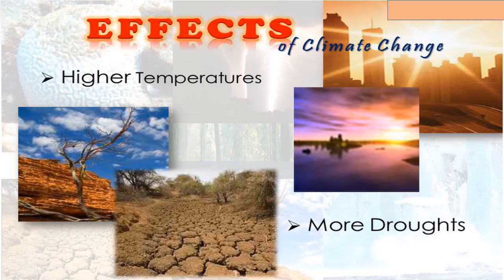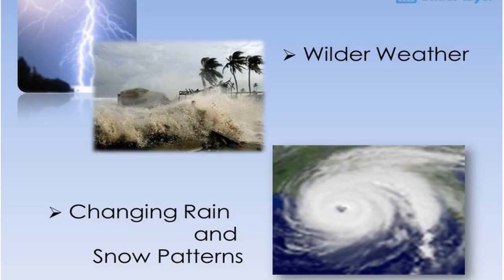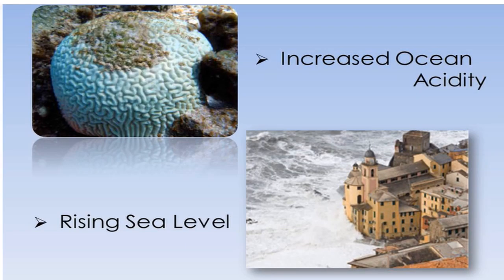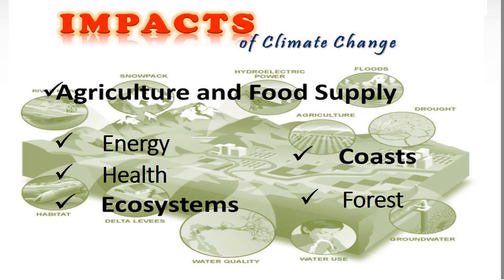Effects of climate change: higher temperature, more droughts, wilder weather, changing rain and snow patterns, increased ocean acidity, rising sea levels. Impacts of climate change: agriculture and food supplies, energy, health, ecosystem, coasts and forest.